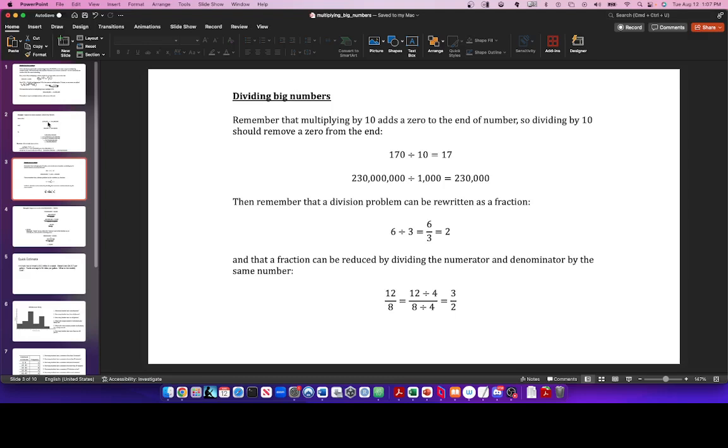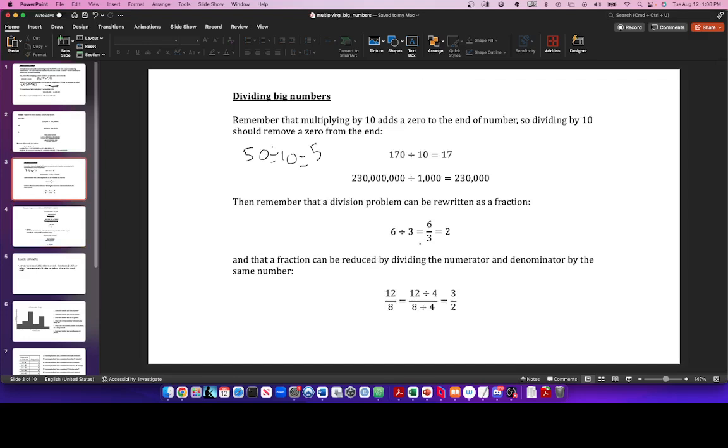Division you can work the same way. If you're dividing by 10, same way we said 5 times 10 is 50, 50 divided by 10 is 5, so just chop a 0 off the end. That continues to work with big numbers, so 170 divided by 10, just chop that 0 off the end, is 17. 230 million divided by 1,000, we just chop off 1, 2, 3 zeros from the end and wind up with 230,000.